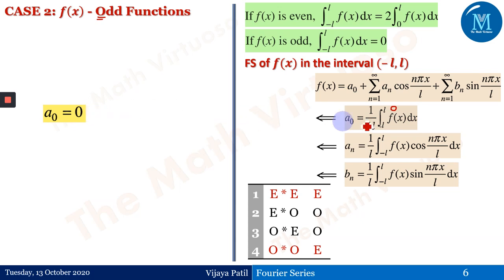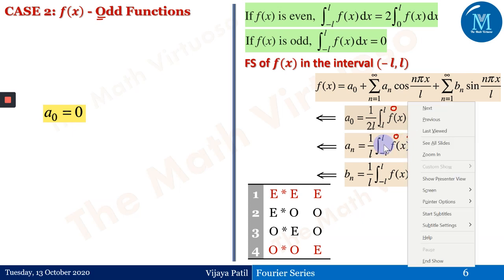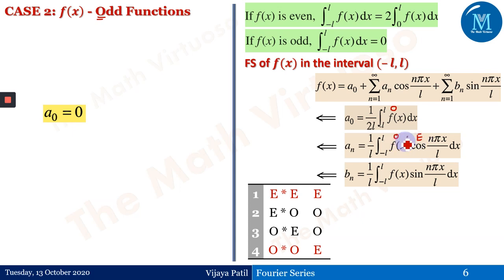Then f is odd, right? The cos function is an even function. So the product of an odd and an even function becomes an odd function. Again it's an odd function, so the integral from minus L to L becomes 0. Therefore, an becomes 0 here.